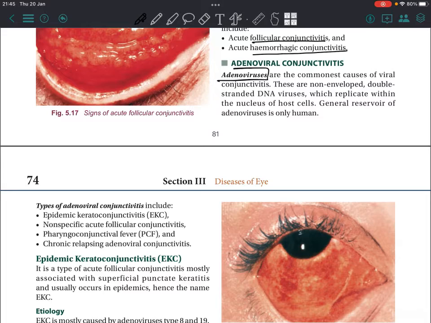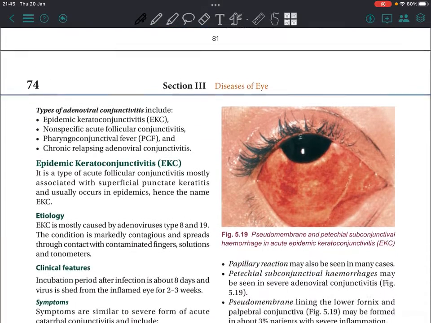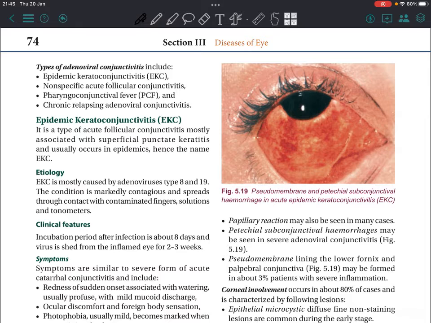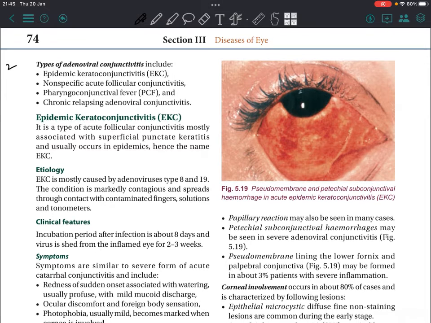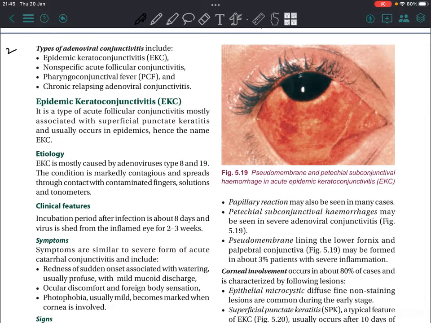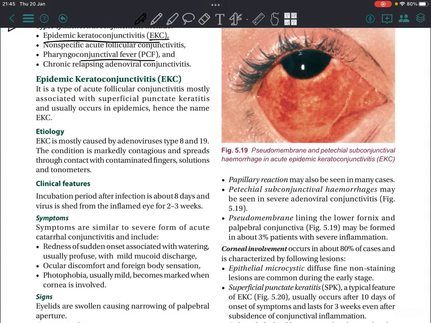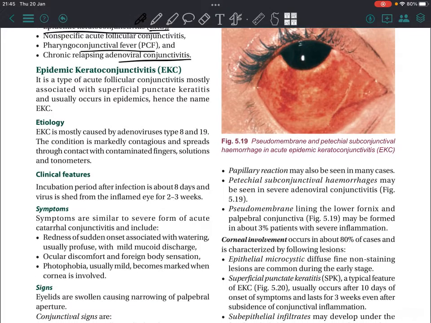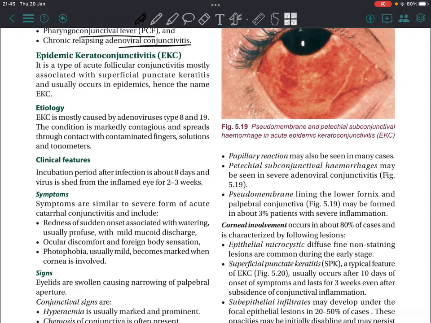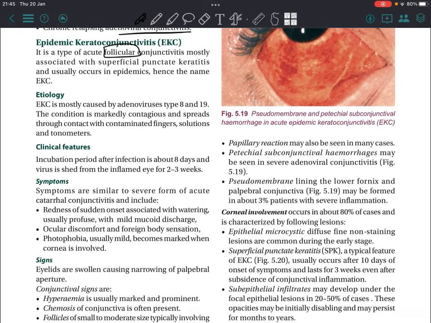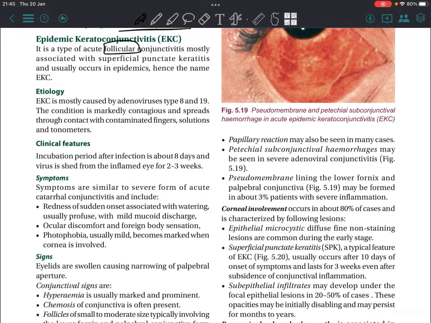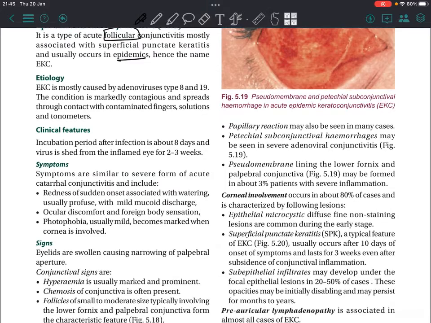Adenoviral conjunctivitis is caused by adenovirus. These are non-enveloped double-stranded DNA viruses. Types of adenoviral conjunctivitis include epidemic keratoconjunctivitis (EKC), non-specific acute follicular conjunctivitis, pharyngoconjunctival fever, and chronic relapsing adenoviral conjunctivitis. Epidemic keratoconjunctivitis is a type of acute follicular conjunctivitis mostly associated with superficial punctate keratitis and usually occurs in epidemics, hence the name EKC.